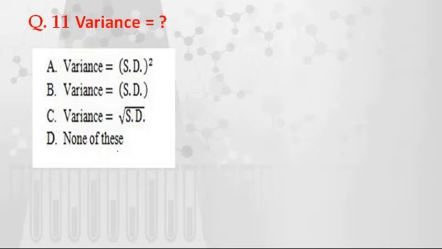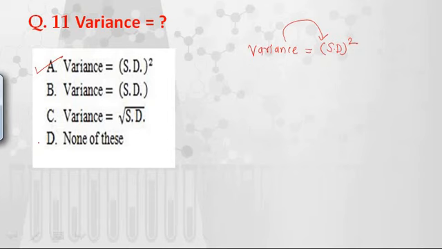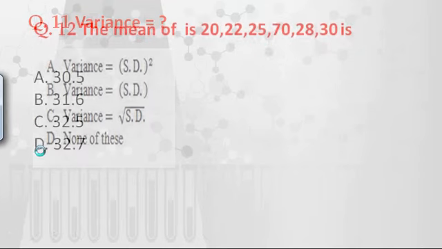Question number 11. Variance is equal to what? So 4 options are given. Variance is equal to standard deviation whole square. Variance is equal to standard deviation. Variance is equal to root of standard deviation, and option D is none of these. As we have already seen in one of the multiple choice questions, the relation between variance and standard deviation is given by this formula: variance is equal to standard deviation whole square. So the correct option for question number 11 is option A. Let us proceed for the next question.